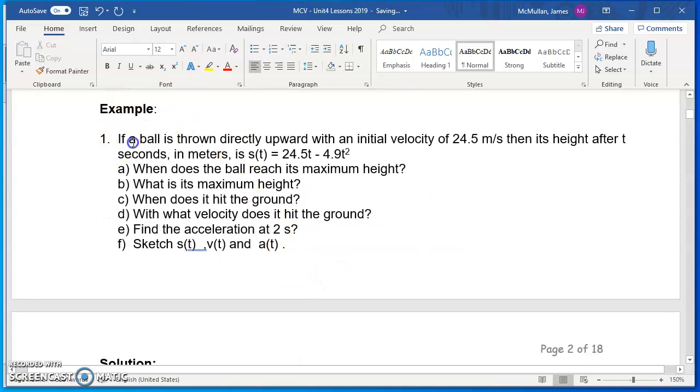Okay, let's try this one. It says a ball is thrown directly upward with an initial velocity of 24.5, then its height after t seconds is given by this equation. When does it reach a maximum height? What is the height? When does it hit the ground? So on and so on.